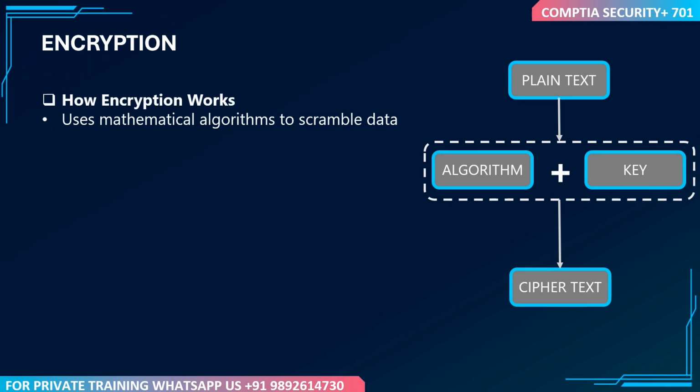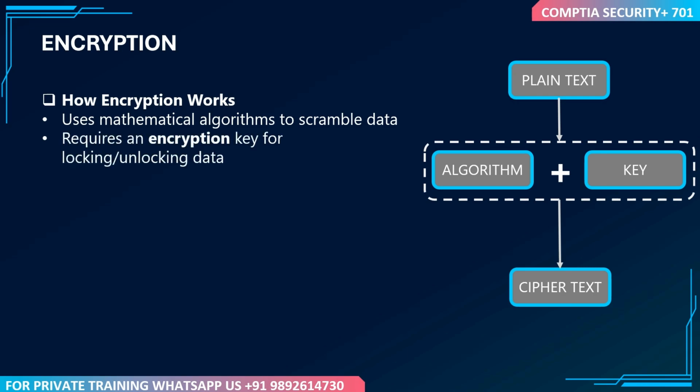So how does encryption work? At its core, encryption relies on complex mathematical algorithms to scramble the data into an unreadable format. The encryption process involves two main components: an encryption algorithm and an encryption key. Now, the encryption algorithm is a set of rules and procedures used to scramble the data. There are various encryption algorithms available, each with its strengths and weaknesses. Common algorithms include AES, that is Advanced Encryption Standard, RSA, and DES, that is Data Encryption Standard.